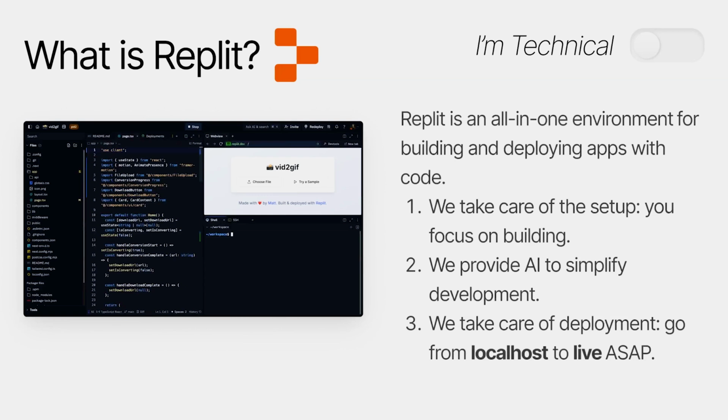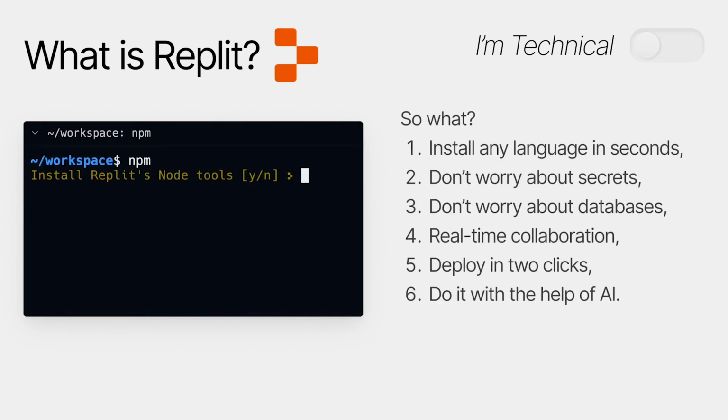The Replit agent was released a couple weeks ago. I'm gonna show you guys a demo of that. But then there are also inline AI tools for editing and modifying your code. And the most important thing, I think, is that we take care of deployment and environment configuration, which means you can go from localhost, right? You can go from running something to live, it being deployed on the internet as fast as possible. And we'll talk a bit about what that means.